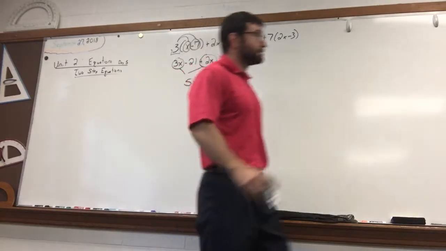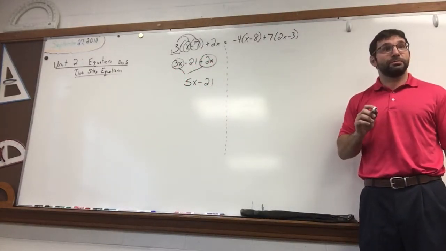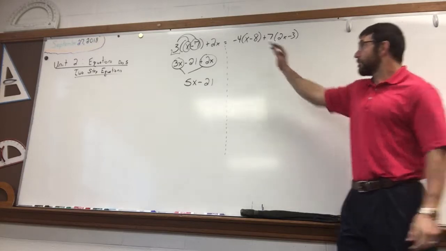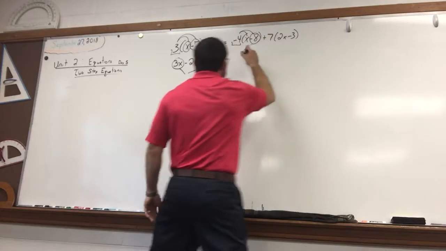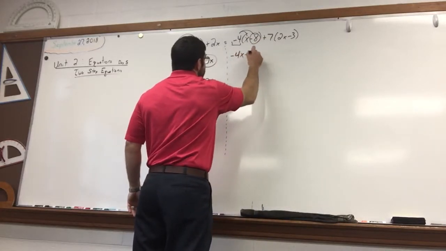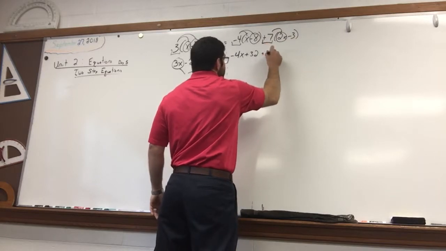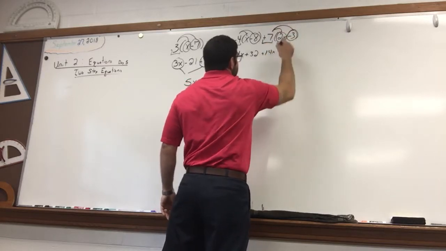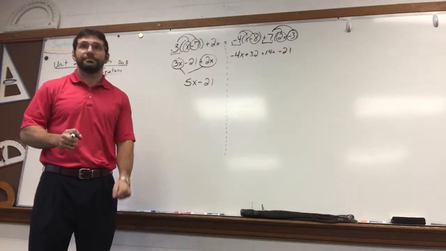So now we go back up. We say, can we distribute? Is it needed? Yeah, I need to distribute this -4 to the x, -4 to the -8. That gives me -4x plus 32, up positive 7 to the 2x. That's positive 14x, positive 7 to the -3, that's -21. So distribute if needed, did it.